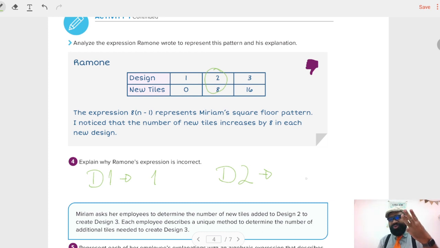We have 3 tiles. Okay, he's relating the number of the design to the number of tiles on the edge. Then I cannot use this one. That's why it is wrong. Design number 2 has 3 tiles on the edge, not 2. Okay, that's the problem.